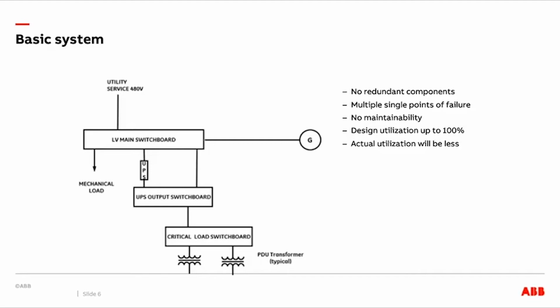Concurrent maintainability means any piece of equipment can be taken out of service for maintenance without impacting the critical load. For an end system, concurrent maintainability is not available. Both of these deficiencies combine to increase the probability of failure, in other words, lower reliability. Lack of concurrent maintainability can also reduce system availability, since many maintenance activities will require shutdown of the critical load.